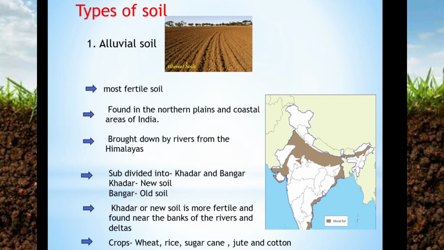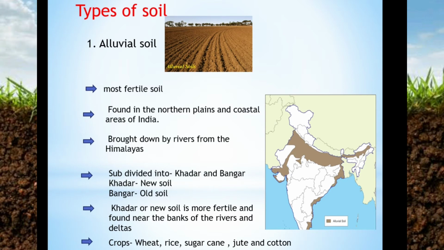This soil is very essential for growing crops like wheat, rice, sugarcane, jute and cotton. This soil is also divided into two types, khadar and bangar. Khadar is the new soil and it is more fertile than the bangar soil. Bangar is the old soil and it's comparatively less fertile than the khadar soil.